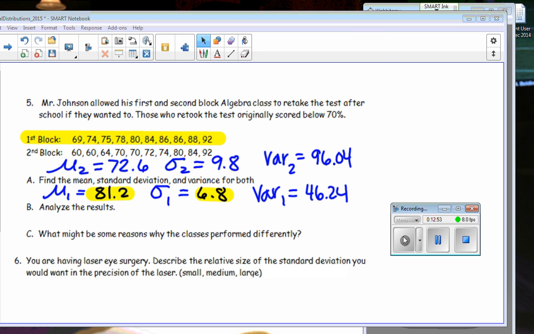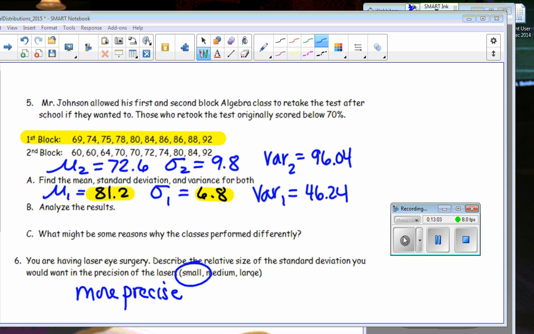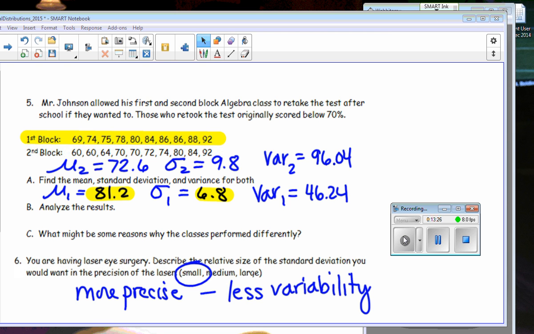I like that. All those answers are great, okay? So you definitely want a small standard deviation. You want it to be more precise. You want it to have no room for error. We call that less variability in statistics. We don't want it to be very variable. We don't want one day to be like, oh, we're really good, and the next day, oh, you're blind, sorry. You know what I mean? That would be terrible, right? That would be kind of awful. So we want it to be as precise as possible, okay?